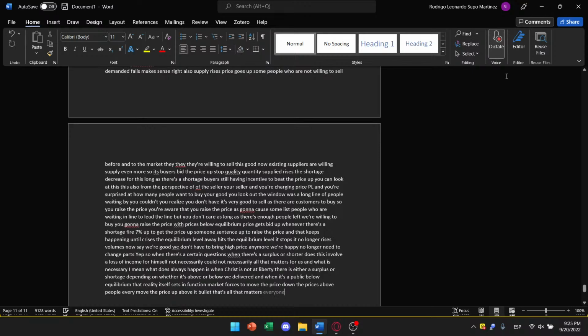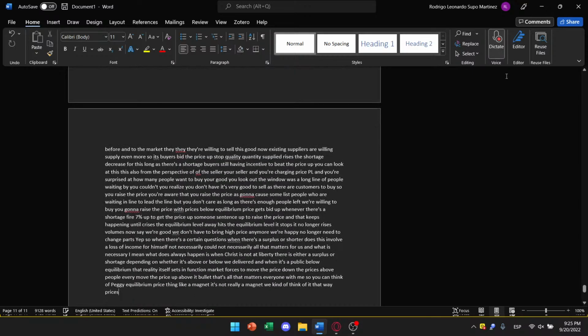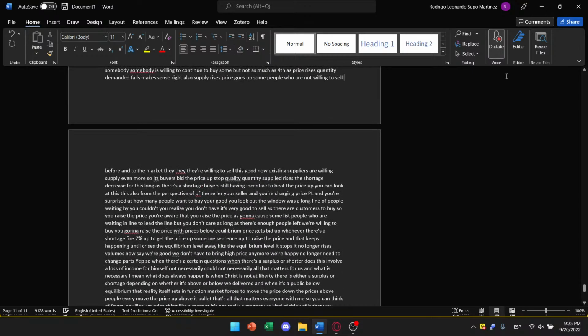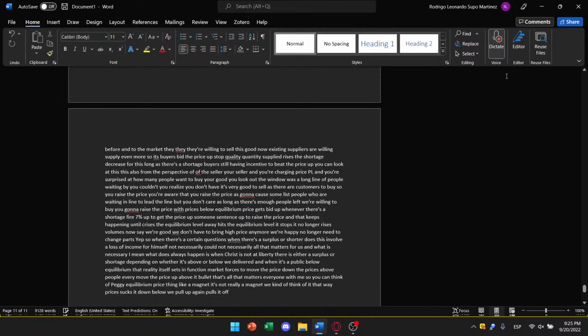Everyone with me? So if you think of PE, equilibrium price, think like a magnet. It's not really a magnet. You gotta think of it that way. Price above equilibrium, it sucks it down. Below equilibrium, it pulls it up. Wherever those two curves intersect, economists assume that if price is not there yet, that's where price will go.